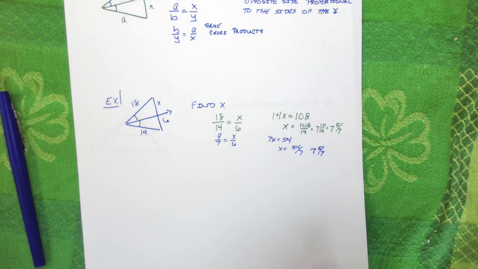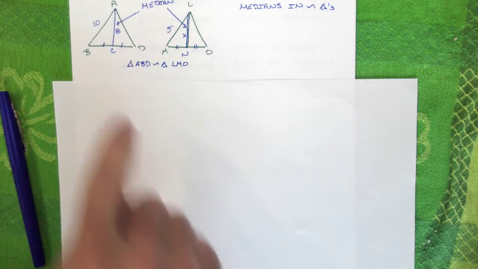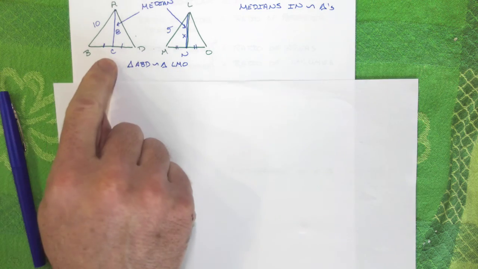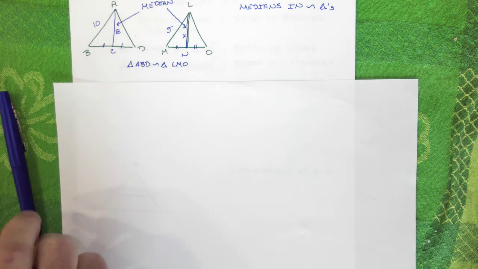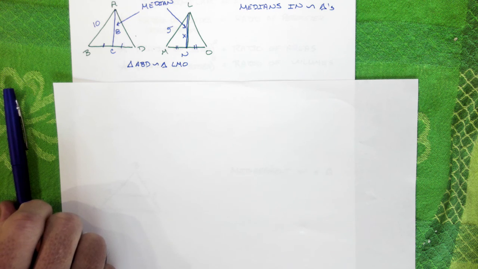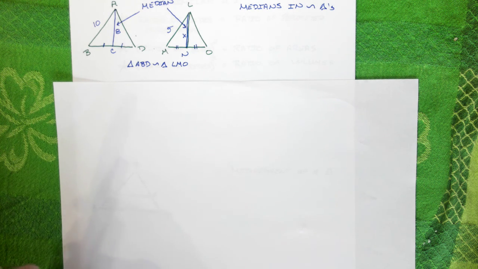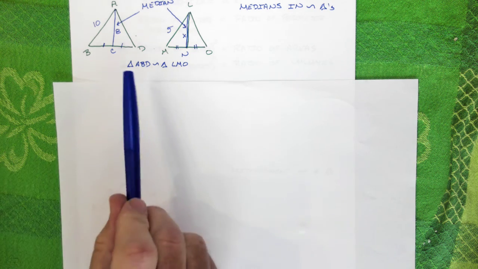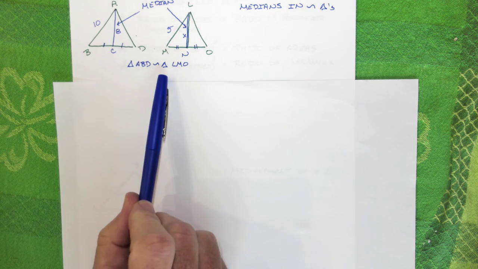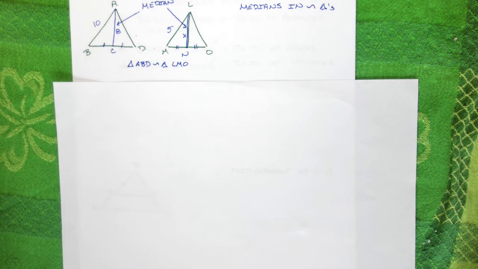Okay, let's look at our next portion of this. Medians. Remember, what does a median do? A median connects one vertex of a triangle to the midpoint of the opposite side, so they're cutting opposite sides in half. So now, as we work with this, the triangles are going to have to be similar right off the bat. So medians and similar triangles.